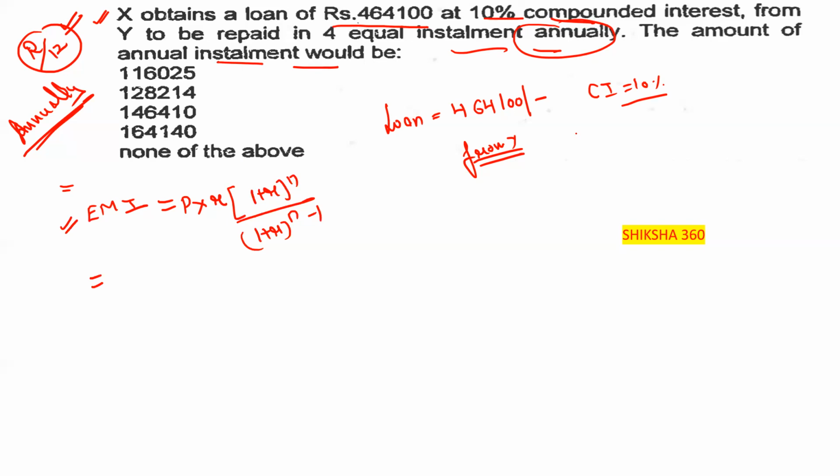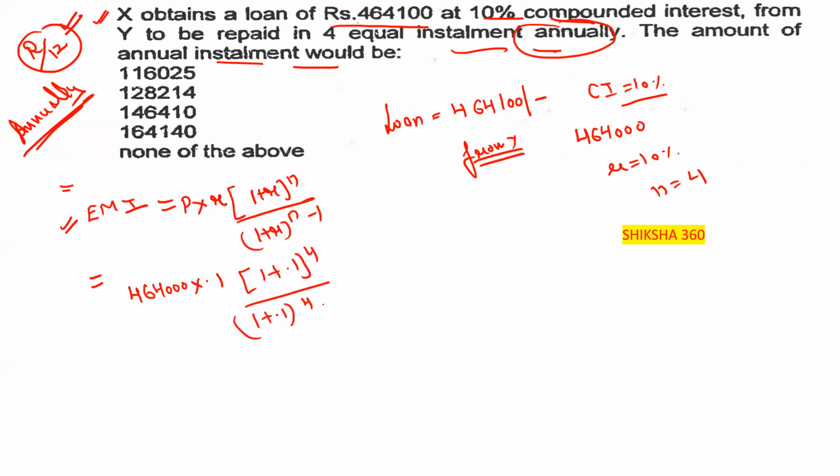So P here is to be 4,64,000. R here is equal to 10%. N here is equal to 4. So 4,64,000 into 0.1 into (1 plus 0.1) power 4 upon (1 plus 0.1) power 4 minus 1. Okay, they are asking it this way.